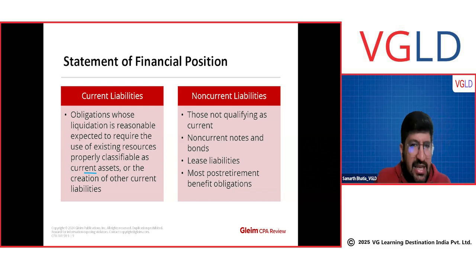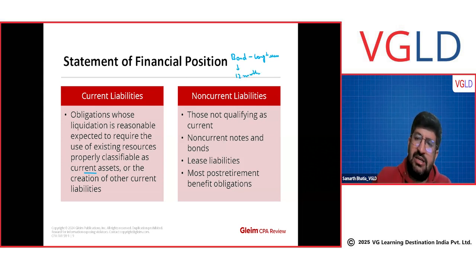So I would say we can't say that using current assets we can only settle current liabilities. But yes, most probably. Suppose I'm saying any long-term bonds are there, and a part of the bonds is going to be settled in the next 12 months.